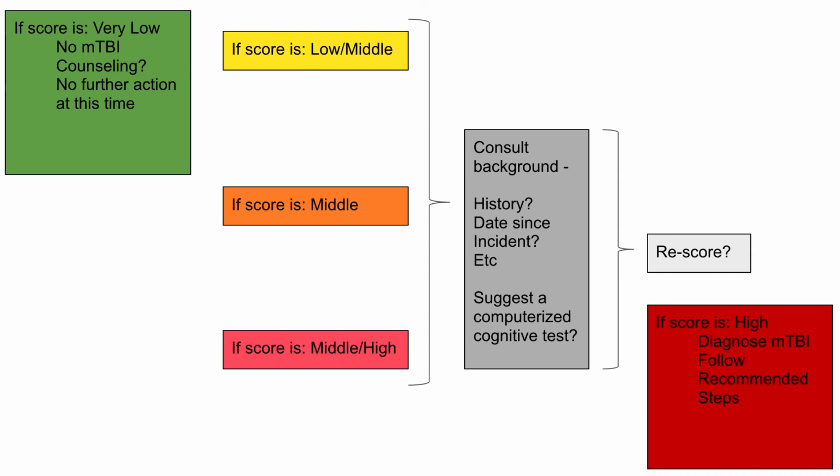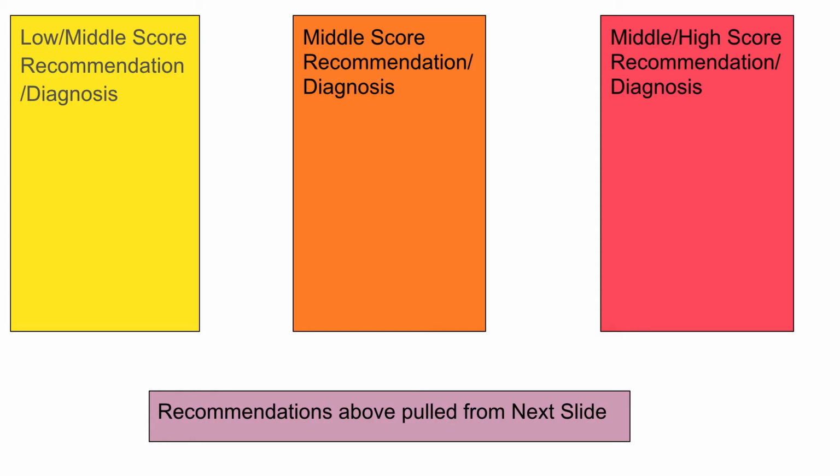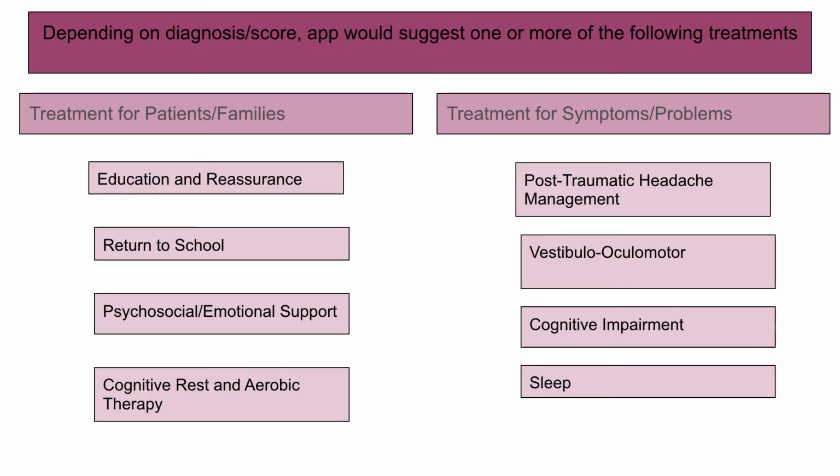If the score is in the middle, the app might pull more information from the patient's background, history, prompt additional questions, or suggest a computerized cognitive test in an effort to rescore and further diagnose the patient. Once a score is determined, the diagnosis can be made and treatment and recommendations can follow. As the project progresses, we'll further clarify this detail. The idea is to pull together a package based on the patient's score that is composed of the treatments and recommendations on the next slide.